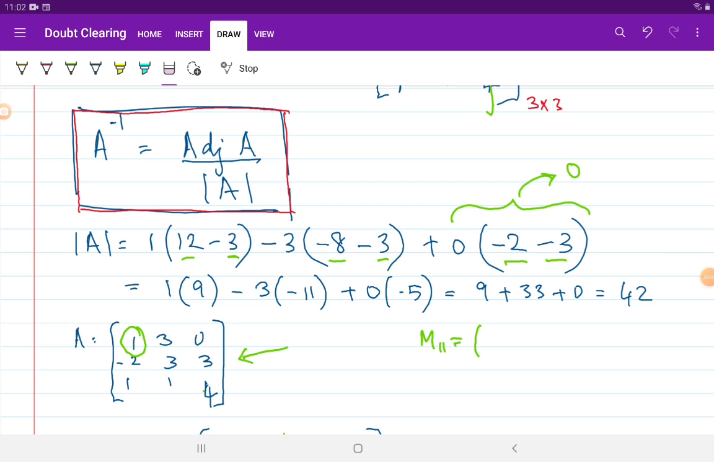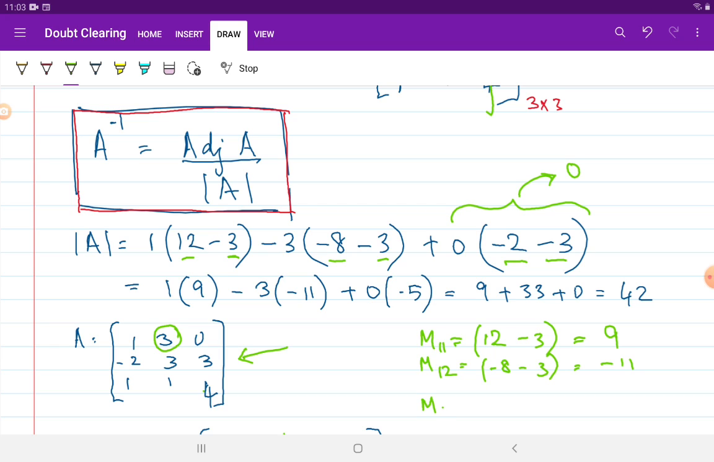Sorry, it is actually 4. The last element is actually 4. So, M11 will be 3 into 4, which is 12, minus 1 into 3. So, M11, the value is 9. Similarly, M12 will be the minor corresponding to this element. So, the value of that minor, like we did for the determinant, will be minus 2 into 4 minus 1 into 3. So I get that as minus 11.